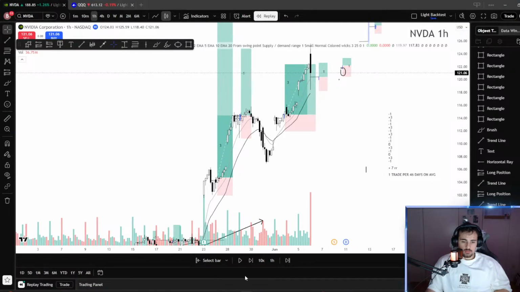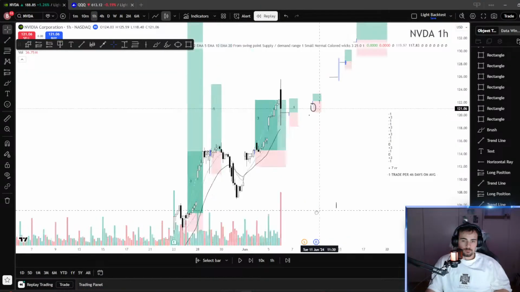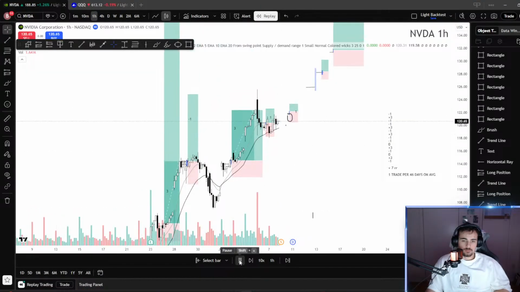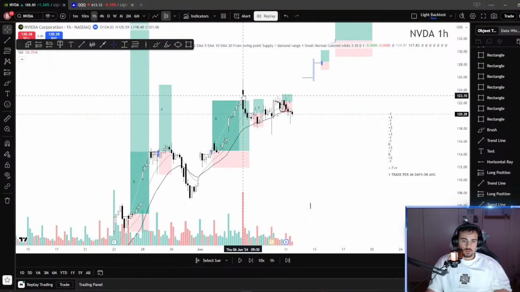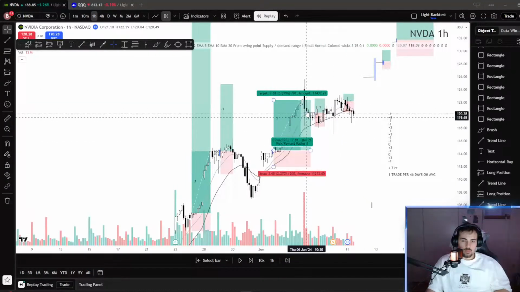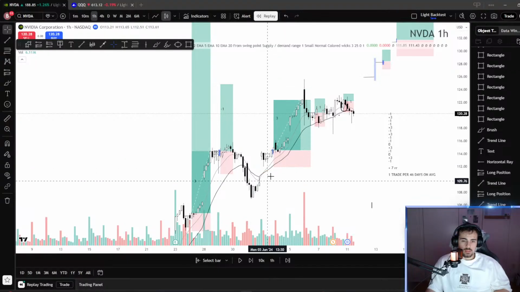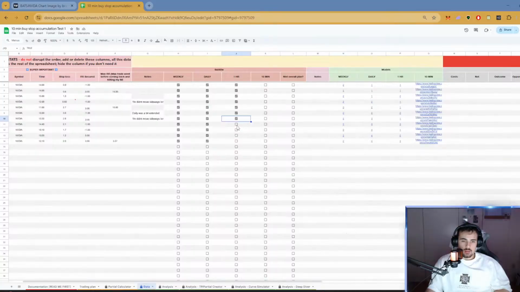So we can mark it as the rules met. Okay. Now this was a pullback that was kind of wicky, but the 1 hour was an accumulation after this down move. So I can say the rule was met, but 1 hour pullback was wicky is the note I would write for that one.